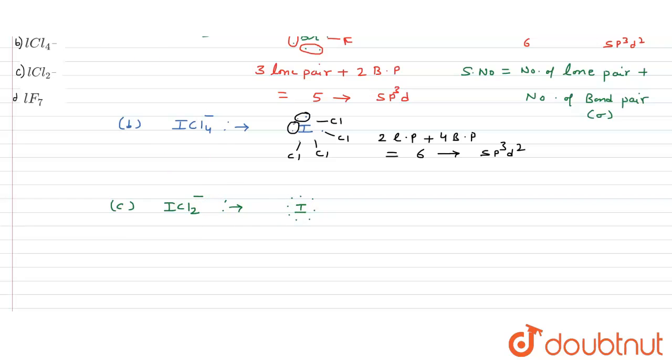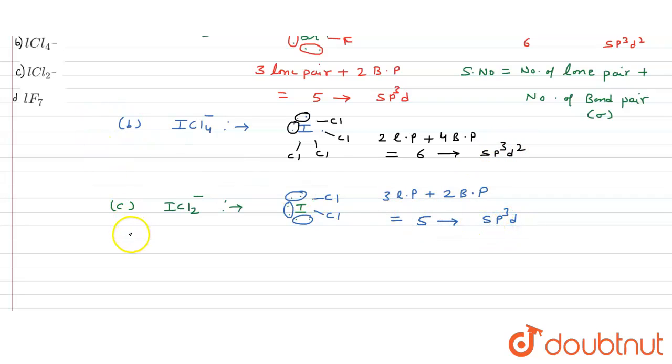Now you can see there are two chlorine, one chlorine here and one chlorine here. The rest of it becomes lone pair. This is one lone pair, this is one lone pair, and this is again one lone pair. So now you are left with three lone pair plus two bond pair. So the steric number equals 5, which corresponds to sp3d hybridization.